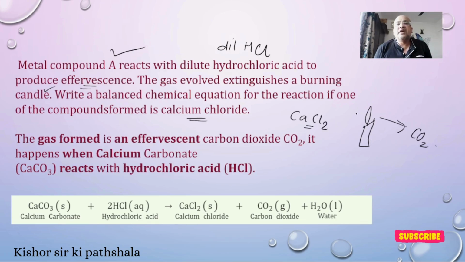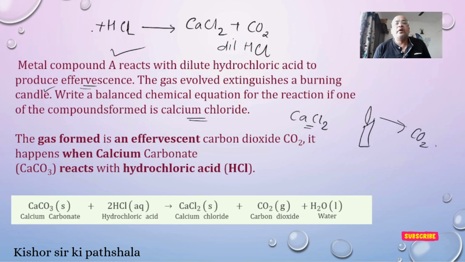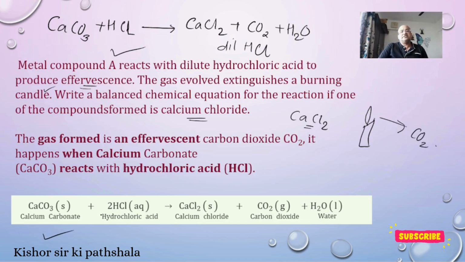So what things do we have? We have dilute hydrochloric acid, so HCl on the reactant side, and on the product side we know calcium chloride is given. The second thing we know is that the gas which extinguishes fire is carbon dioxide. We need to find compound A. Here you see calcium and carbon dioxide, so what comes to mind is calcium carbonate. Calcium chloride plus carbon dioxide plus water. Here is the reaction written: calcium carbonate reacts with hydrochloric acid to give calcium chloride, carbon dioxide and water. This is how we write the reaction.